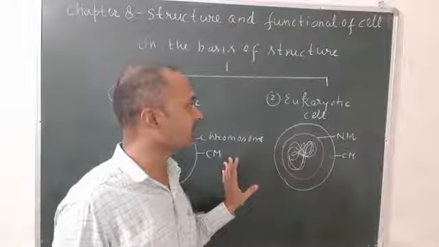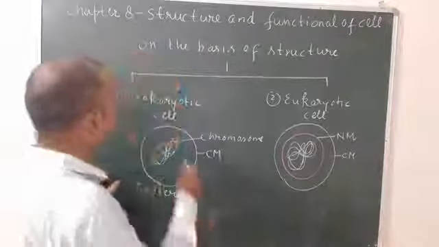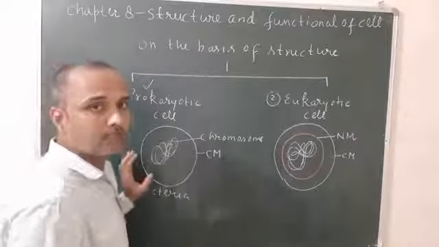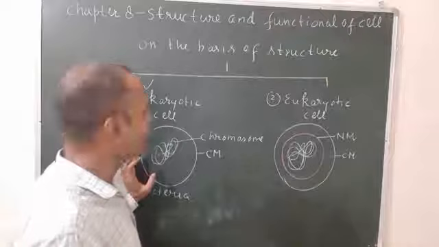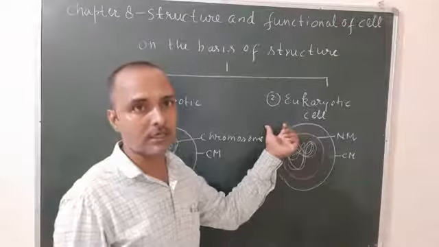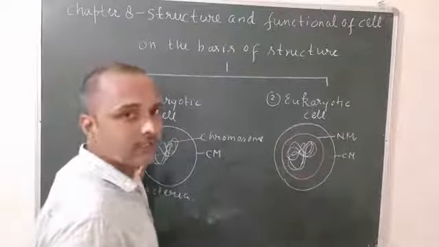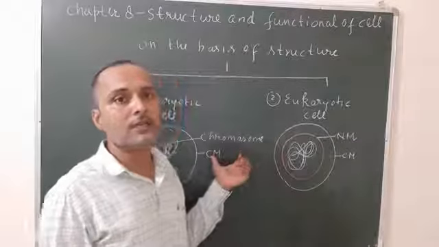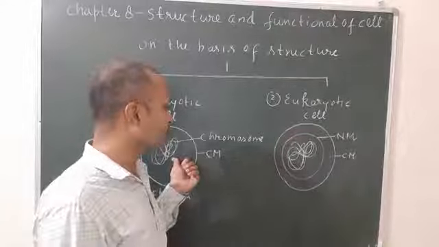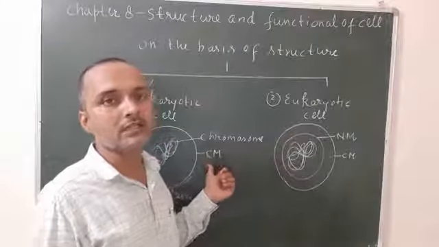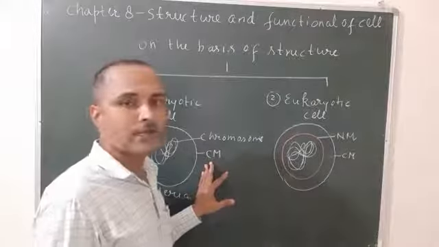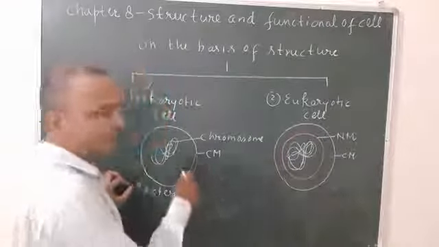So on the basis of structure there are two types of cell. First one is known as prokaryotic cell and the other one is known as eukaryotic cell. So once again, what is prokaryotic cell? The cell in which the nuclear membrane is not present around the chromosome, or you can say the cell which does not have a well organized nucleus, is known as prokaryotic cell.